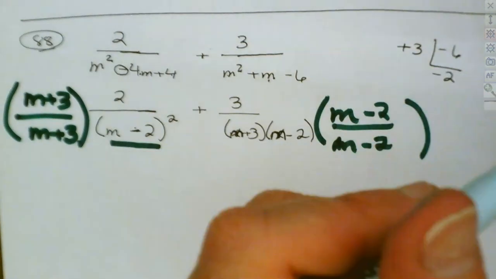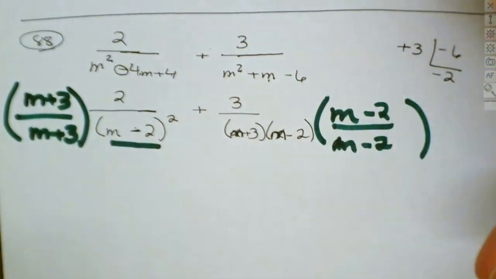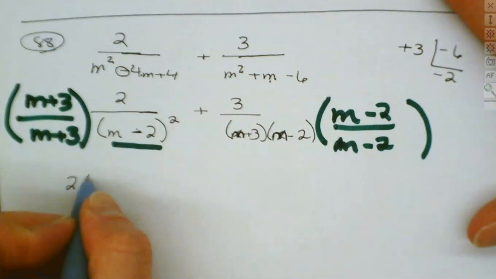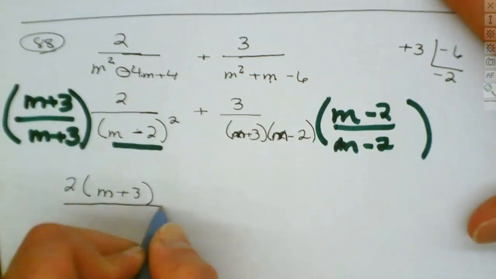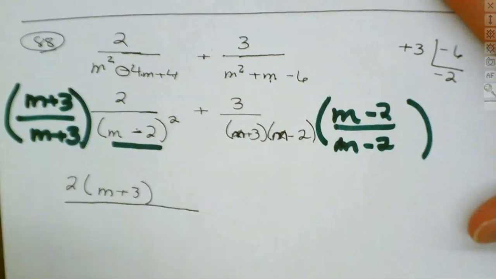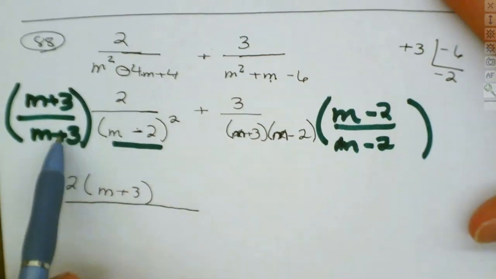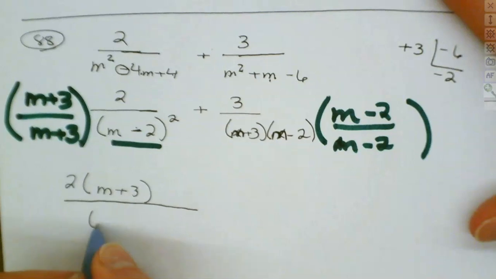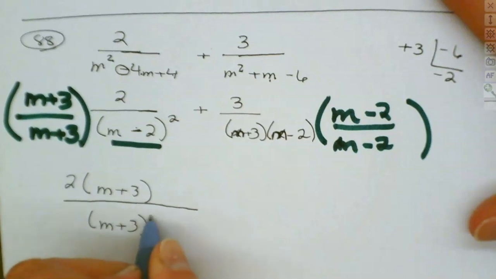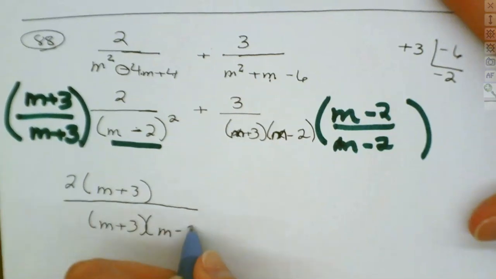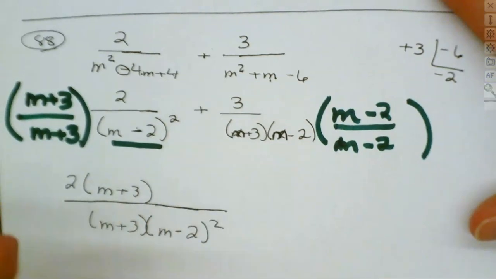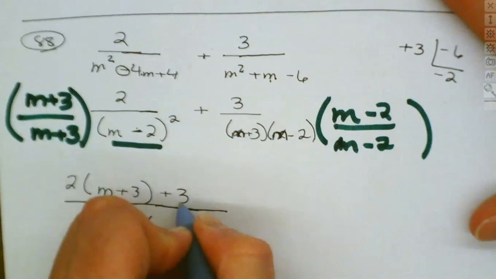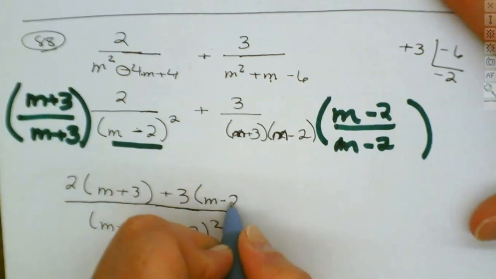Now, put it all back together, finish it out. So what do we have? We have 2 times m plus 3 over, what's going to be down below? m plus 3 times m minus 2, quantity squared. That's your common denominator. What about the other one? Well, the other one is a 3 times m minus 2.